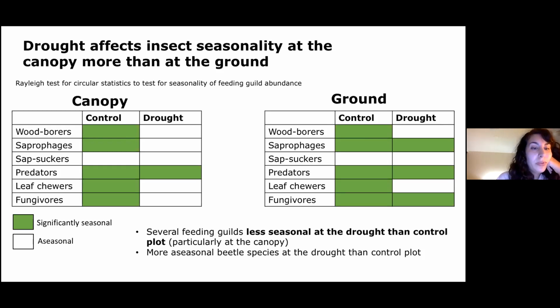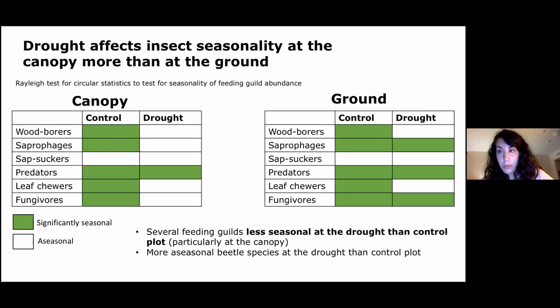But the one result I found where there was a big effect of the drought was when I was looking a bit more at insect seasonality. So normally, what you have in the control condition is that most insects will be highly seasonal. So you have most feeding guilds that have a huge peak in abundance just before the wet season. And that was what I was seeing at the control.